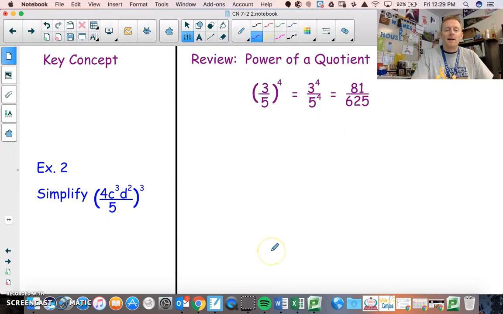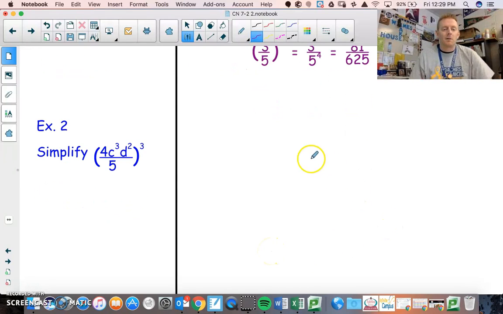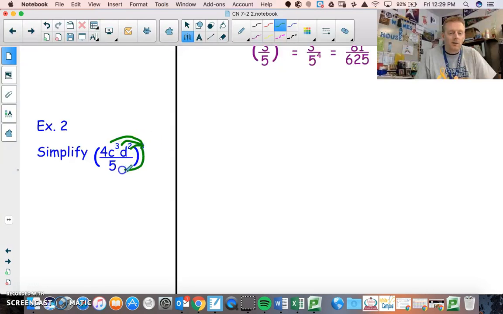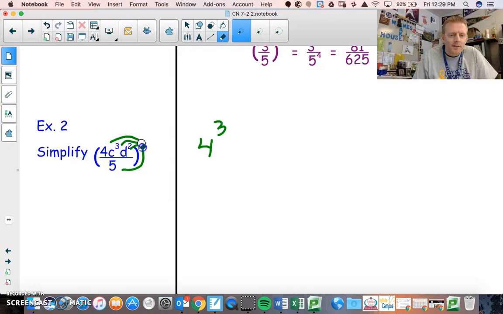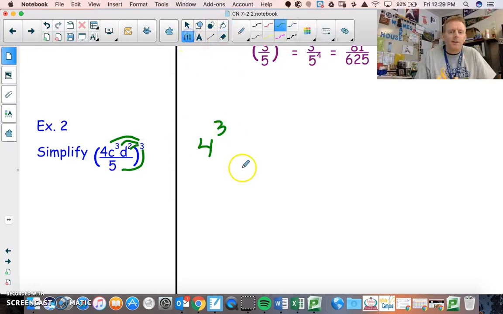So the same ideas are going to happen in our example 2. I'm going to go green here, folks. This 3 gets pushed to all items, including the bottom. So I'm going to have a 4 to the 3rd. What was the number again? It was a 3rd, right? Yeah, let me erase it. There we go.